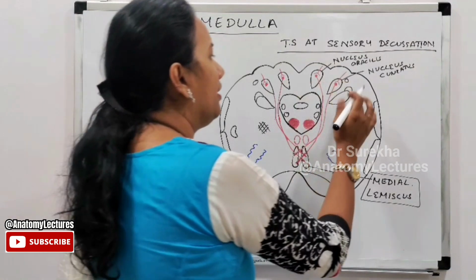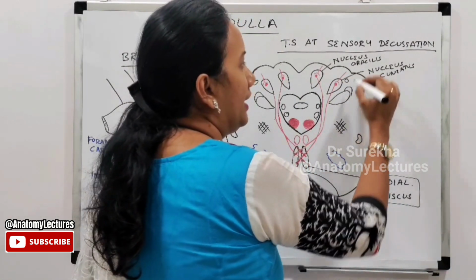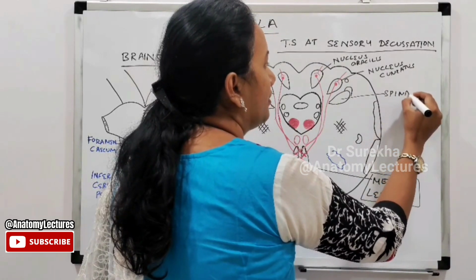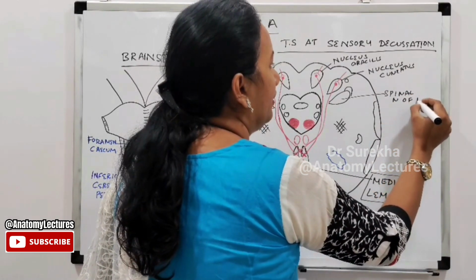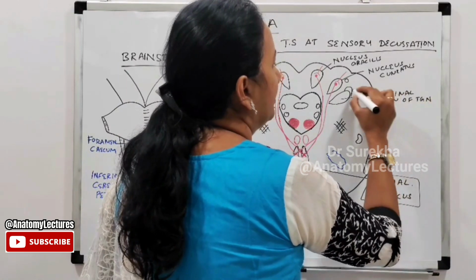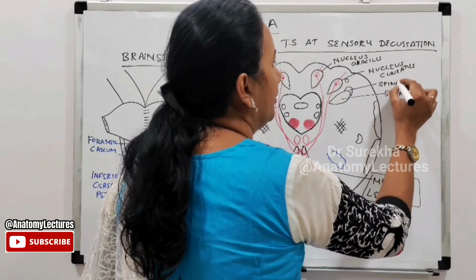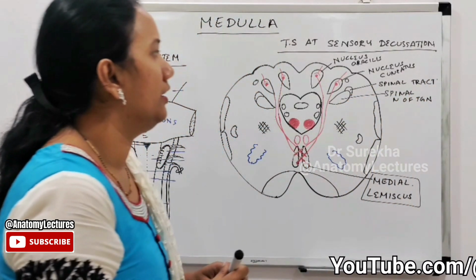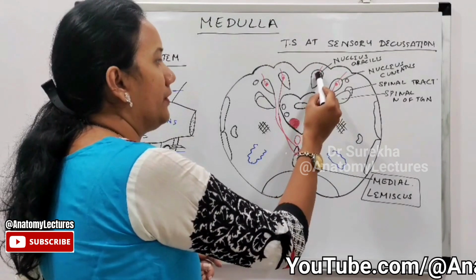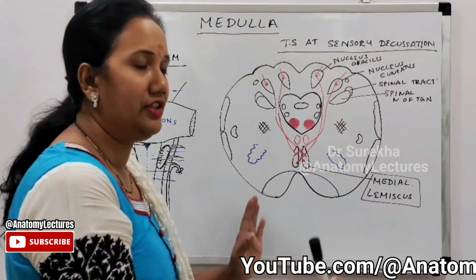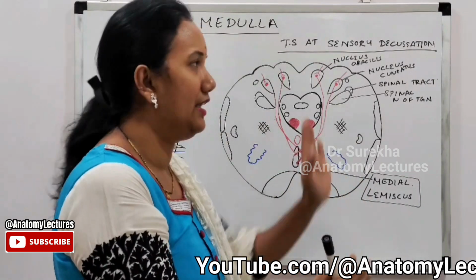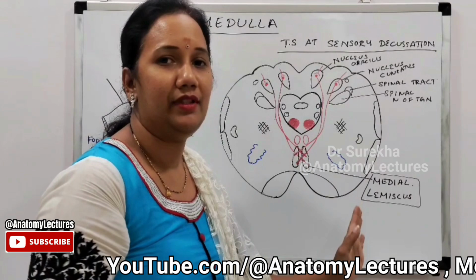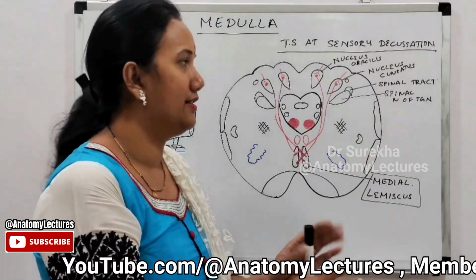Ventrolateral to this nucleus cuneatus, you have the spinal nucleus of the trigeminal nerve, and this is the spinal tract of the trigeminal nerve. Okay. So if you see carefully, I told you the important feature seen at the level of sensory decussation is the formation of the medial lemniscus. So how is this medial lemniscus formed?